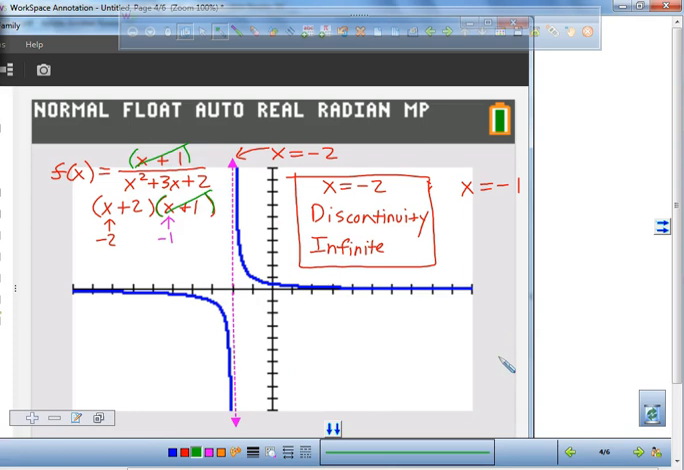What do you guys remember from last year? That creates a hole in the graph. Whenever you can cancel out a binomial, yes. A binomial here cancels out this binomial. Guess what we just found? We just found a hole at x equals negative 1. So whenever there's a hole, what type of discontinuity is there? Yes, removable. It is called point discontinuity, but we call it removable discontinuity.